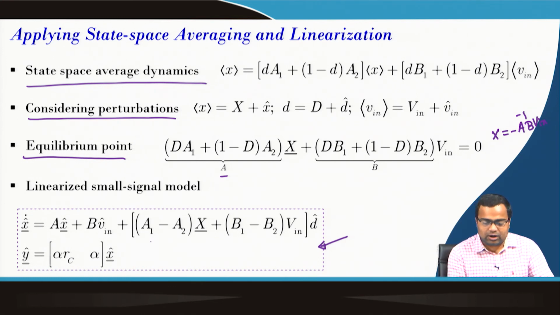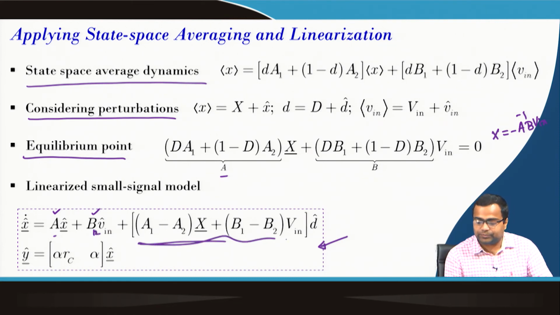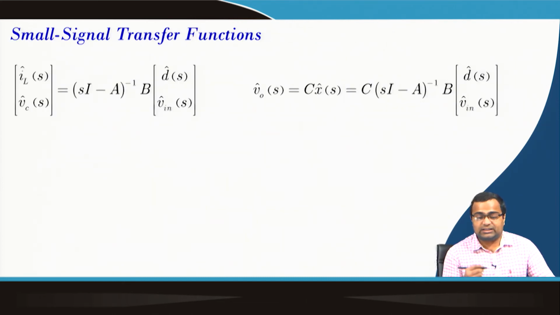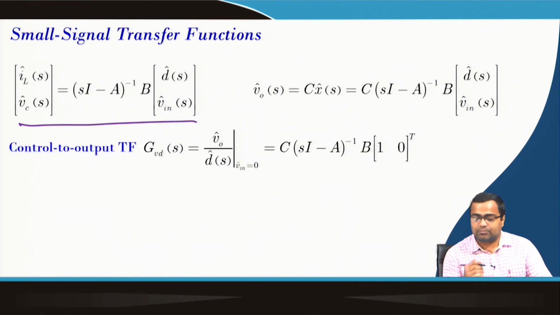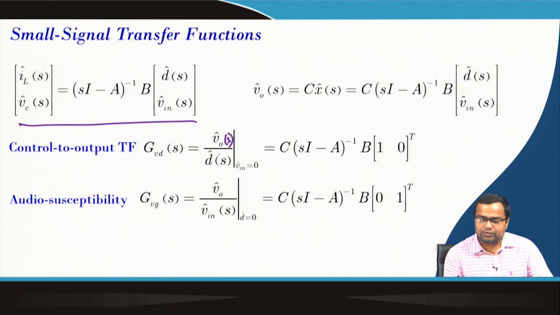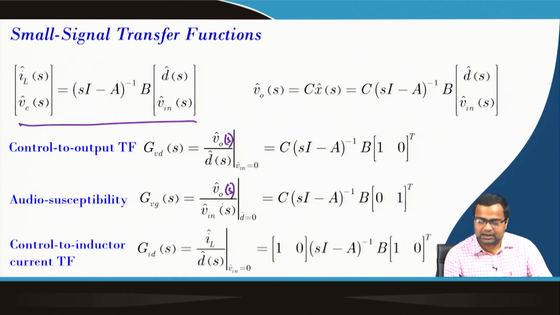So, the A matrix we have already shown, B matrix also we have shown. We talk about this as B12 and this whole thing to be B11, that we have already derived earlier. So, with this we can write down the full expression that we already wrote for a generic state space averaging approach. Then we can obtain the control to output transfer function, we can obtain audio susceptibility and as well as the control to inductor current transfer function.